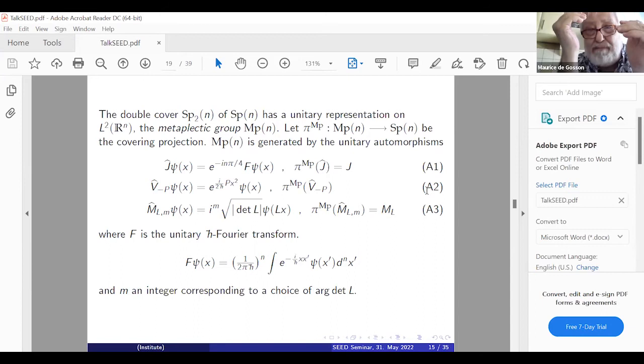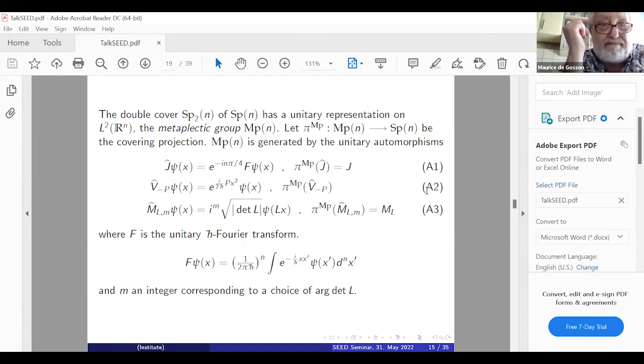I denote by pi^Mp the covering projection, and Mp(n) is generated by the unitary automorphisms A1, A2, A3 below. So you see, you have J hat, which is essentially the Fourier transform up to a factor. The factor you see there is exponential of minus i n pi over 4. It's called the Gouy factor, G-O-U-Y, because Gouy did not work with the metaplectic group, but he was the one who noticed that you have a phase jump when dealing with optical rays. Then the V hat minus P is the metaplectic analog of the symplectic shear here.